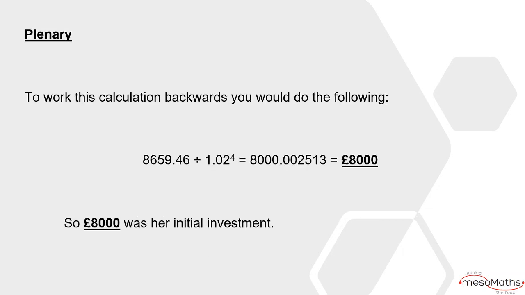So it is as simple as this. We would, in this instance, divide the final value of the investment by the multiplier to the power of 4. That's going to give us quite a long decimal number, but remember we round it to 2 decimal places, and in this instance that shows us that the value of the initial investment was £8,000.